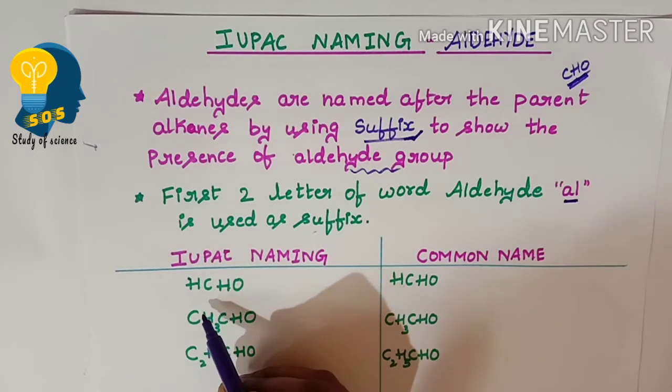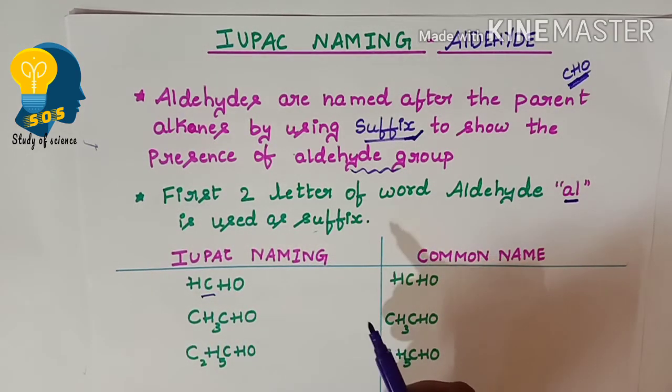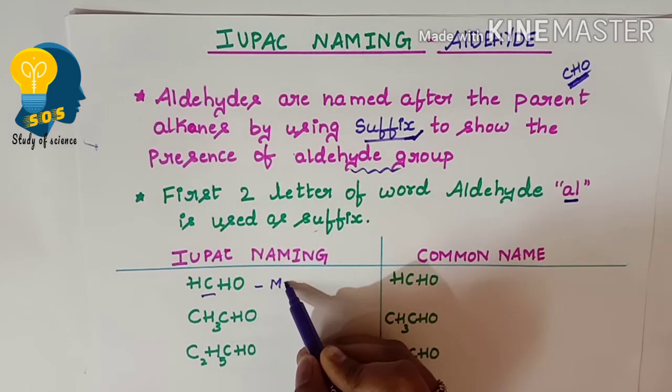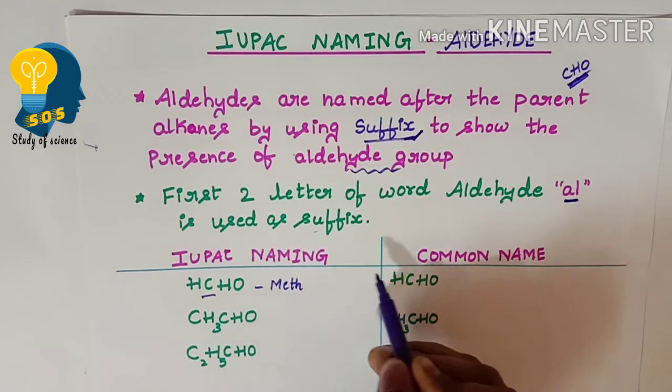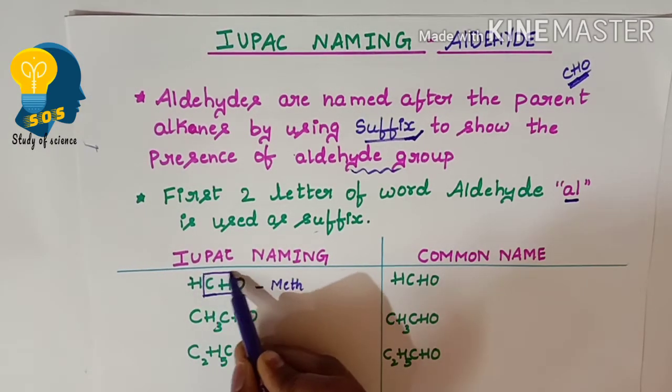HCHO. For naming, you have to look at how many carbon atoms are present. There is one carbon atom, so it is meth. One carbon atom means meth. And what is the functional group? The functional group is CHO.